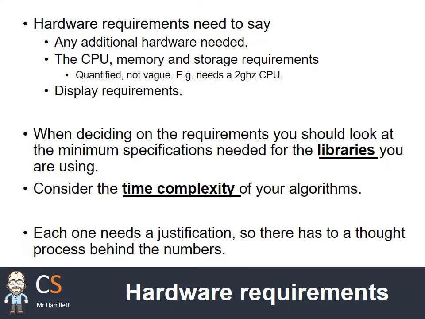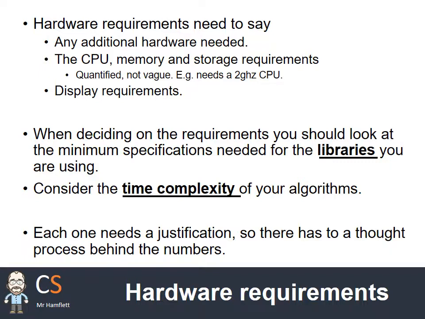You have to quantify these. You can't simply say, I need a computer, which is obviously what you probably want to say. And you can't just make it up. You have to actually give values which are realistic and necessary. There are then display requirements, and is anything specific on that one? So when deciding on requirements, you should look at the minimum specifications needed for the libraries you're using. Okay, so if you've got some specific libraries, hopefully they will say what it's going to be running on. If it doesn't, well, think about what can it run on. A lot of these libraries for Python specifically will run on a Raspberry Pi. Therefore, Raspberry Pi can be taken as a minimum requirement. That's just a little simple tip for you.